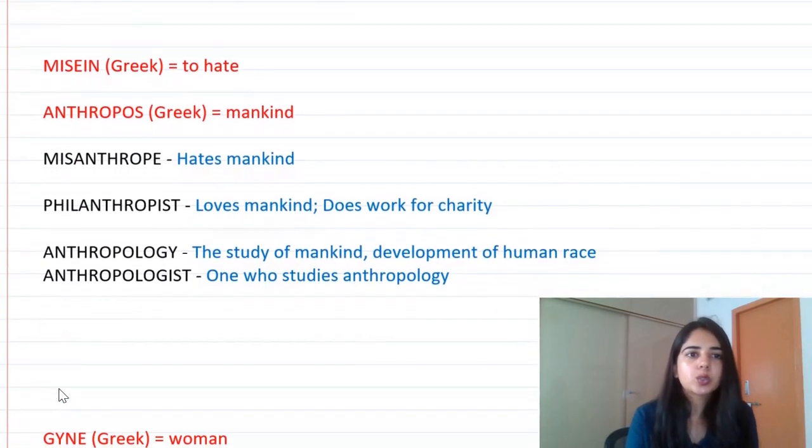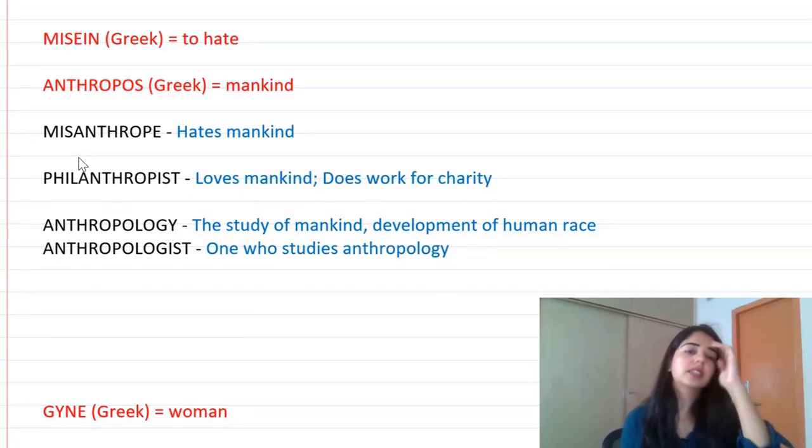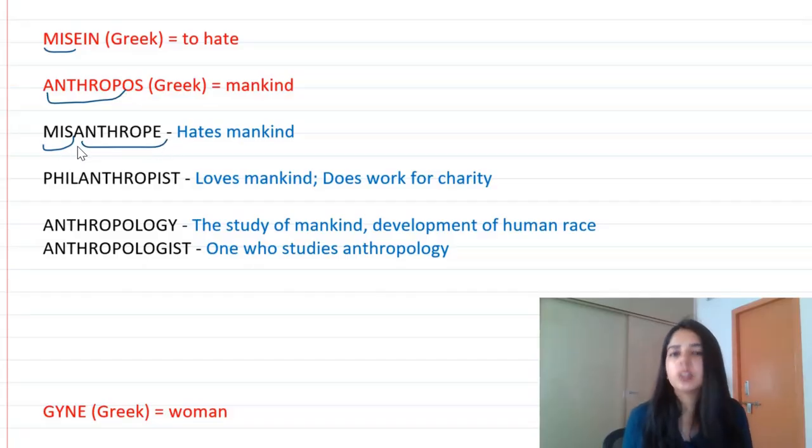Now our next root word. Next root word is misogyn, which in Greek means to hate. And anthropos in Greek means mankind, human beings. So if I add these two root words, mis and anthropos, anthrop, then what does it become? Misanthrop, which means someone who hates mankind, someone who hates human beings.